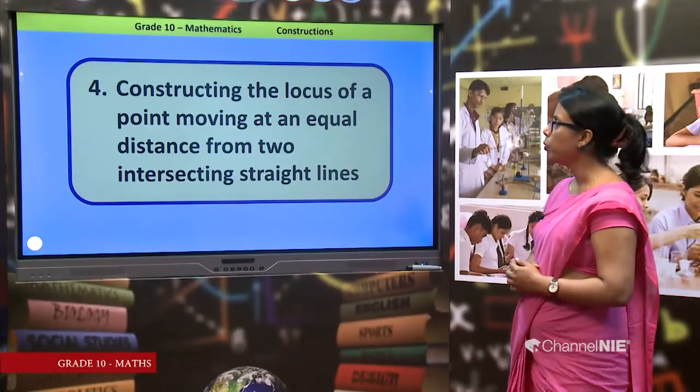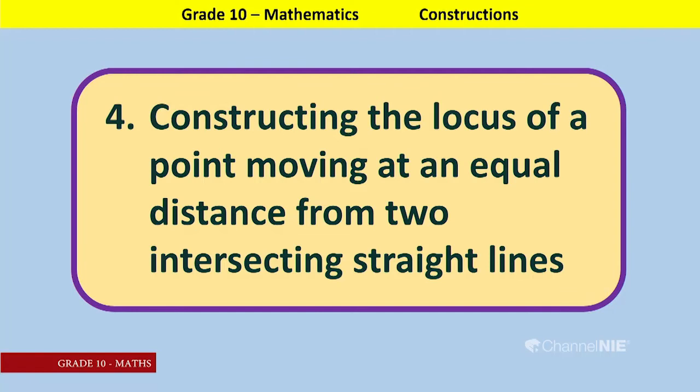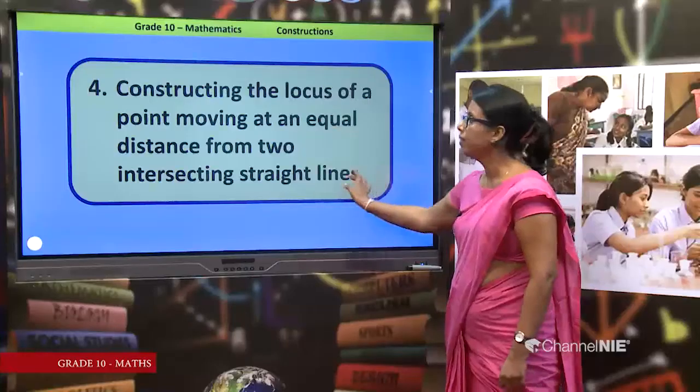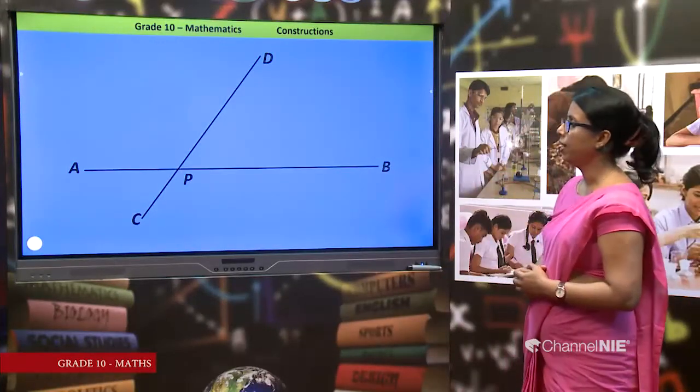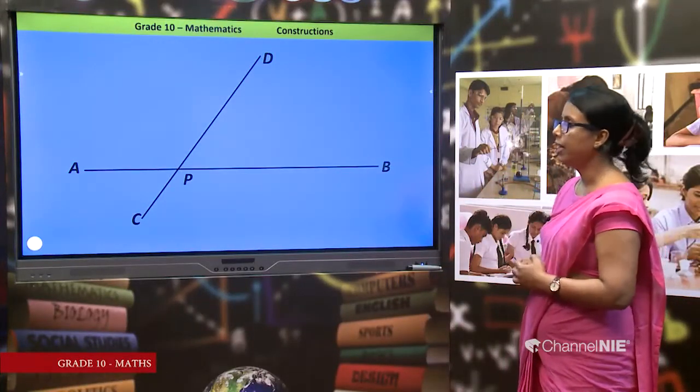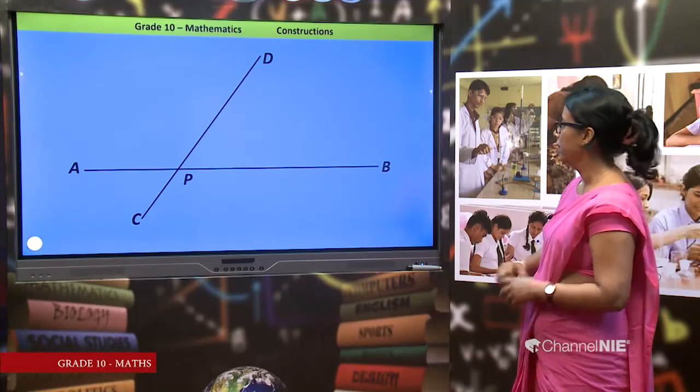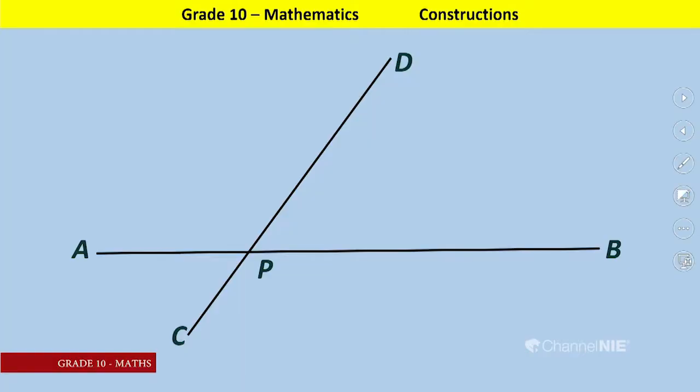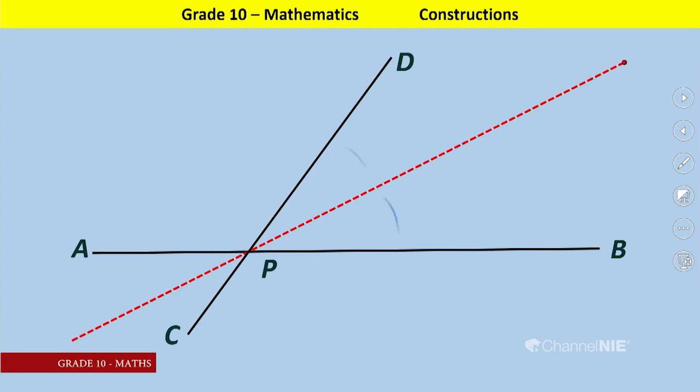Constructing the locus of a point moving at an equal distance from 2 intersecting straight lines. Let's see what this is. 2 straight lines AB and CD intersect at P. Let's see. Each and every point moves equidistant to DC and AB. So, what is this, children? That path, that locus is the angle bisector.